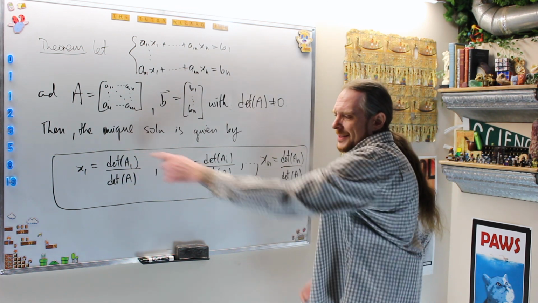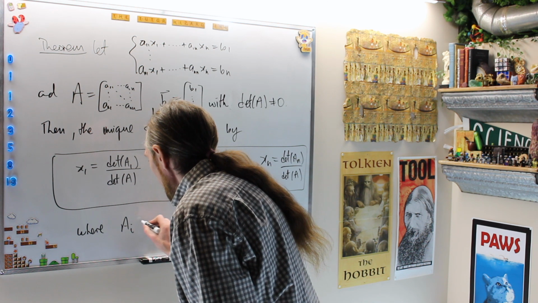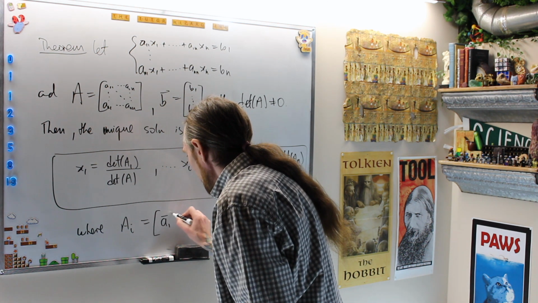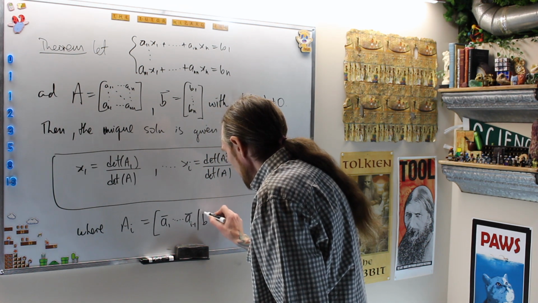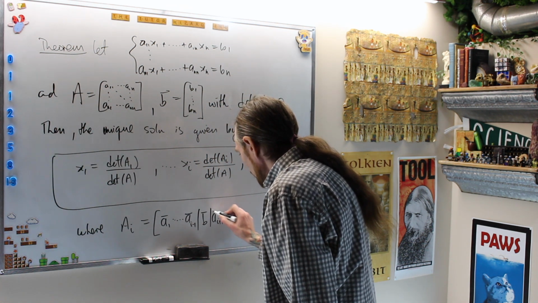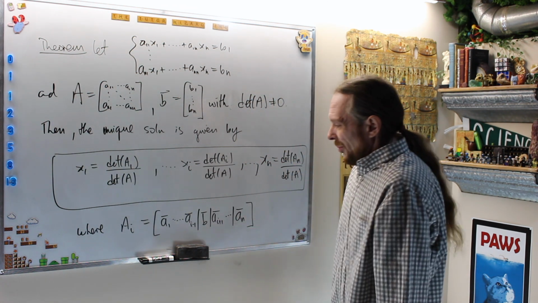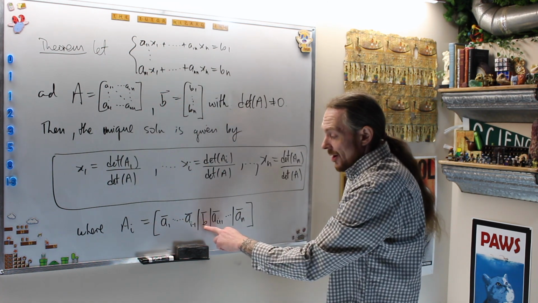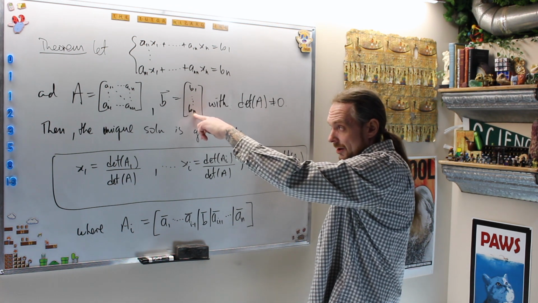Also, what are these guys? Where Ai equals A1 dot dot dot a(i minus 1), b, a(i plus 1), dot dot dot an, where Ai is the matrix obtained from A by replacing column i with this column vector b.